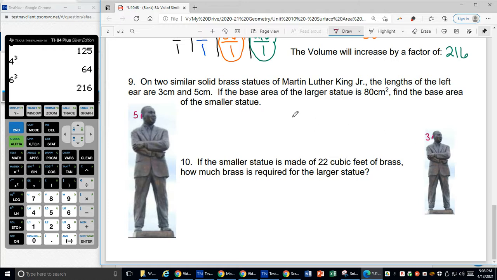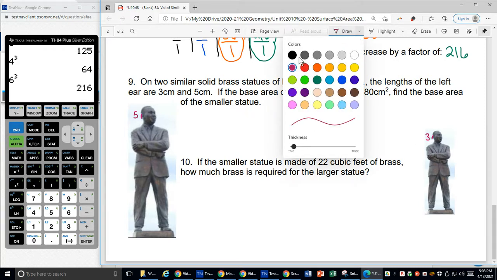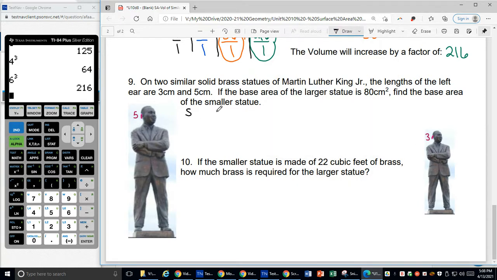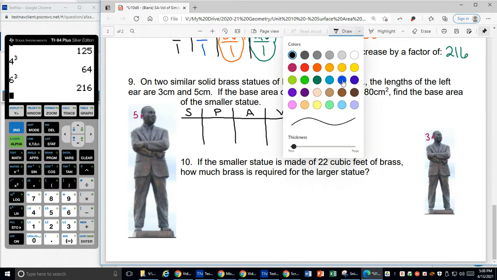When I'm filling in my SPAV table, I ask, what do I have two of? Well, I have two ears. The ears are not areas, they're not volumes. My ears are parts, so I have two parts. I have an ear from one and an ear from the other. That's a part, that's a length. I know how long the ears are.